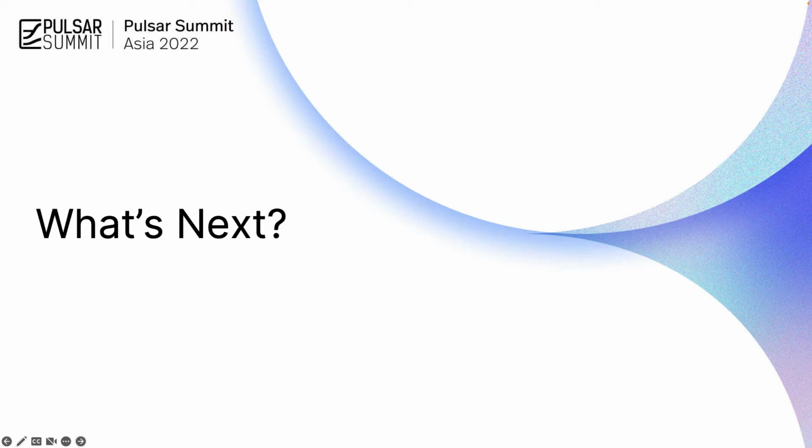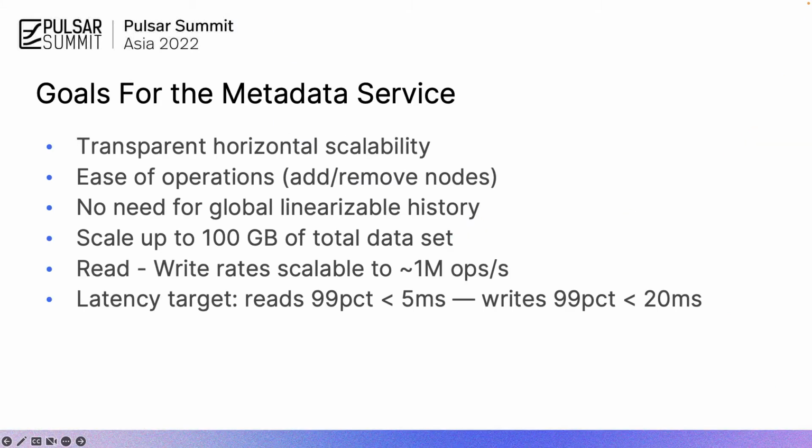So what's next? We've gotten this far, we have implementations, we've proven that we can do Pulsar without ZooKeeper, and that's great. But what's on the future roadmap for the PIP45 ZooKeeper replacement long-term strategy? We have defined the following goals for the next phase of development of the metadata service, with increased scalability, support for larger data sets, and lower latency being just a few of these goals.